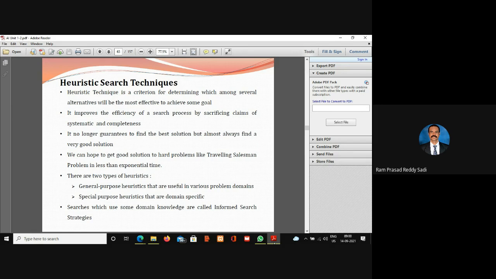Now we need to have a discussion on the heuristic search techniques, where, when there are more solutions, you need to find a solution that's more effective, or you may call it an optimal solution. So you need to reach a goal state effectively. That's the basic objective.